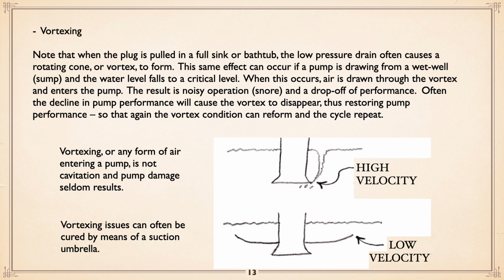The way to eliminate or minimize the chances of vortexing is to add what they call a suction umbrella, which is basically a plate that's increasing the area seeing the inlet. So at the tip of the plate, the flow velocity down is much, much, much lower than what it was without that umbrella.